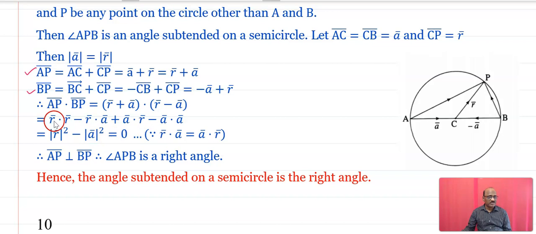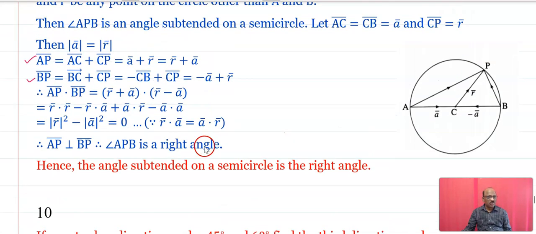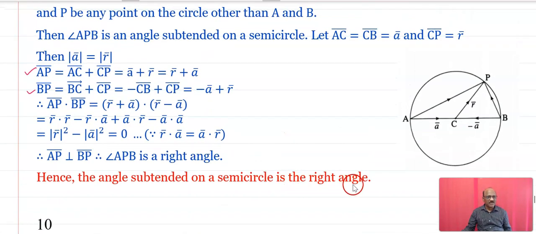Dot product is commutative, and here you are getting R bar dot R bar means mod of R bar square minus mod of A bar square. But R and A, these two are equal. That is, mod of R bar is equal to mod of A bar, and therefore their subtraction is 0. Therefore AP bar dot BP bar is equal to 0. It means the dot product of the two vectors is 0. It means that AP is perpendicular to BP, and hence the angle APB is a right angle, and hence the angle subtended on a semicircle is a right angle.